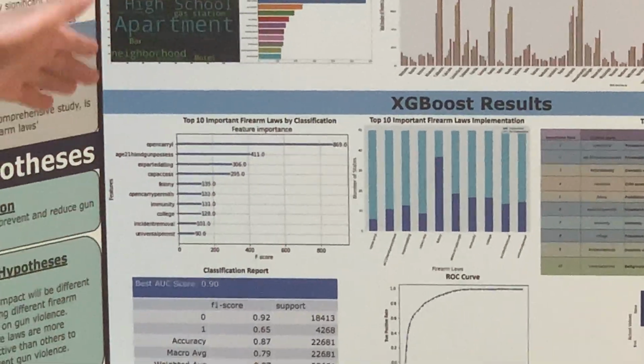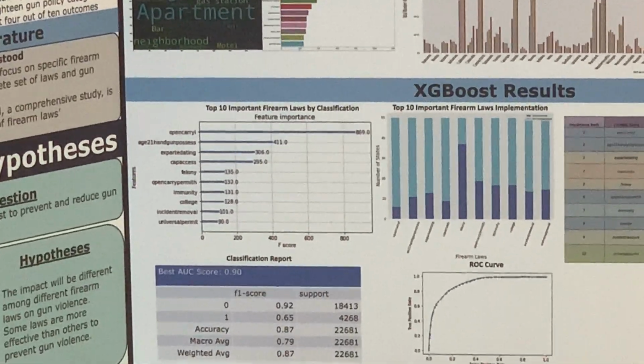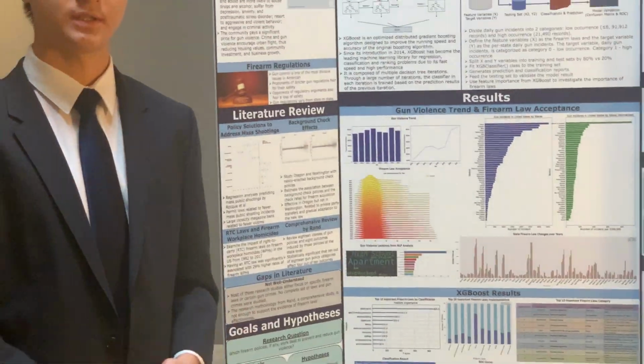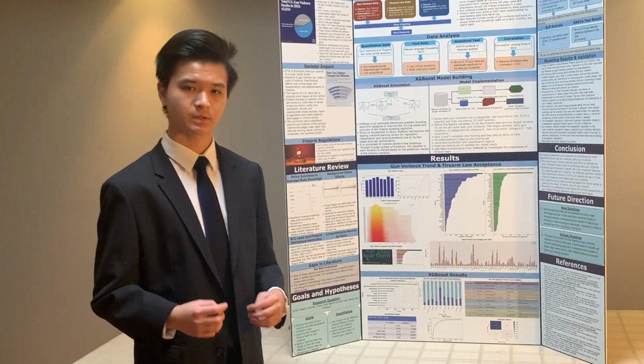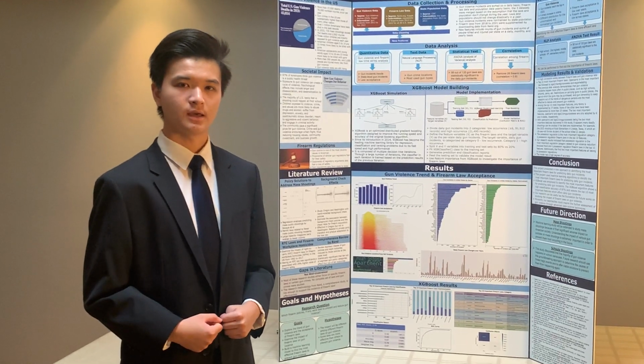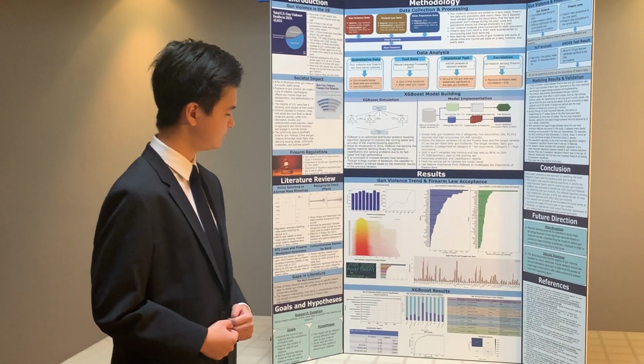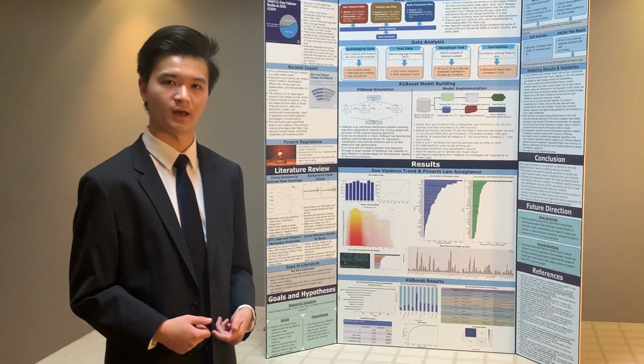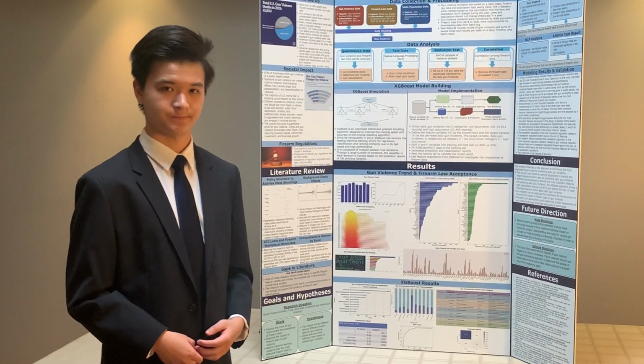And my second most significant law was age 21 handgun possess. And for me, that is very important because the shooting at Uvalde, Texas, Robb Elementary, as soon as the perpetrator hit the age of 18, he was able to purchase a gun. And I really believe that this specific law can save countless lives, and especially young lives.